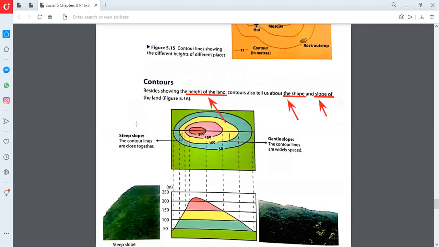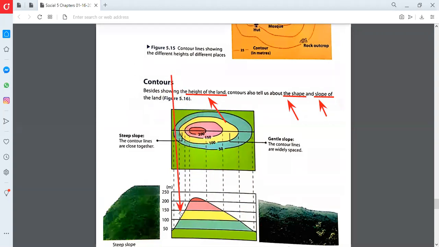Okay, so in this picture, if you see, they are also telling you steep slope, gentle slope. The word steep means sharp. This is the sharp side. Anybody can fall from this side. But this is the gentle one. Nobody can fall on this side because it's a gentle slope.